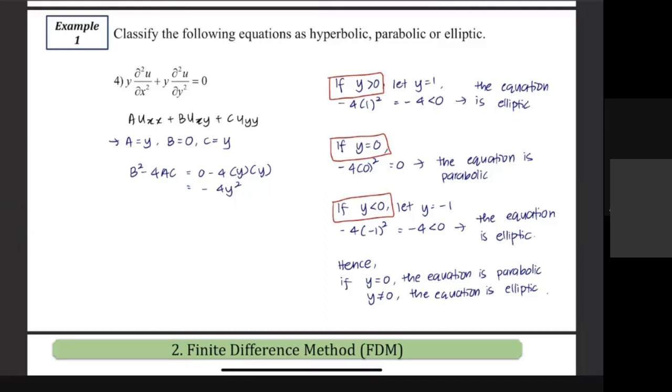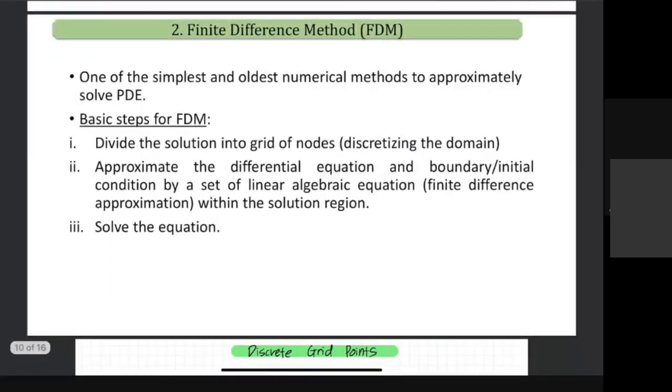Okay, next we move to the second part, which is the finite difference method. Finite difference method is one of the simplest, oldest numerical methods to approximately solve PDE. Why do we say approximately? Because this is a numerical method, so you can get just approximate values only. These are the basic steps for FDM. Later I will just call finite difference method as FDM.